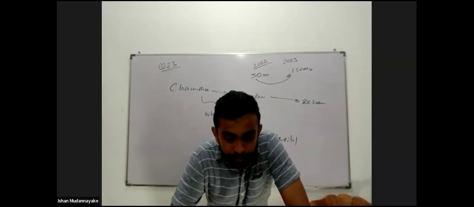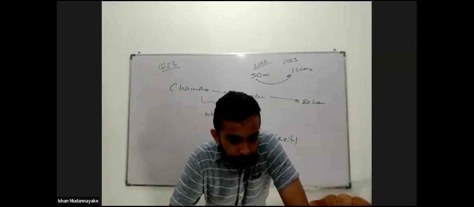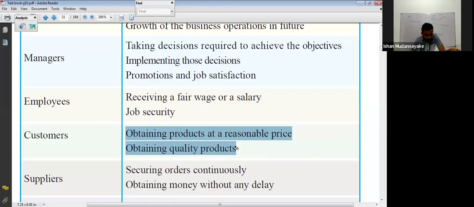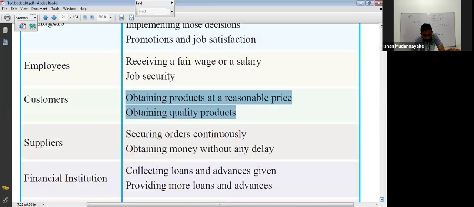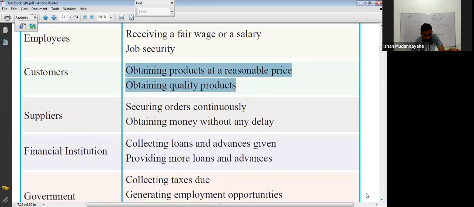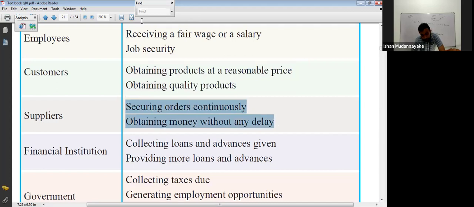Expectation of customers. Himandi, read it out. Obtaining products at a reasonable price, obtaining quality products. One of the expectations of customers is purchasing products at a reasonable price and obtaining quality products. Already we have discussed that. And then the expectation of suppliers. Abdullah, read it out.